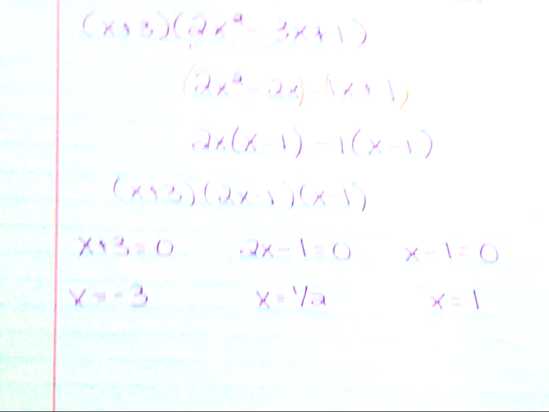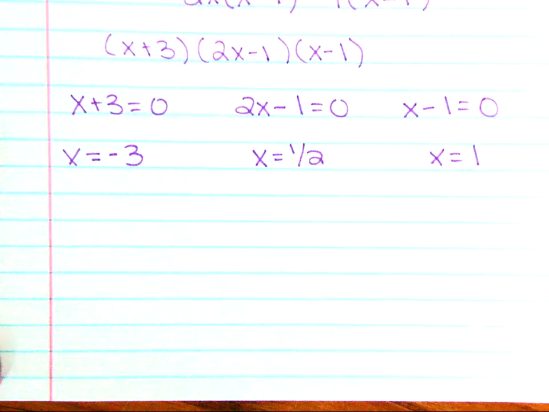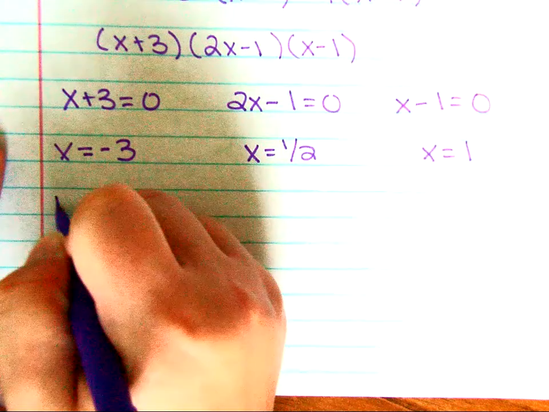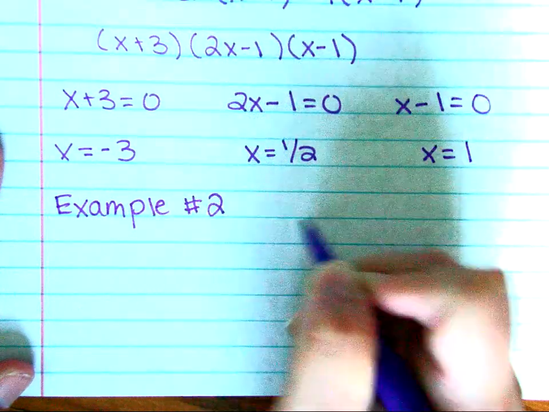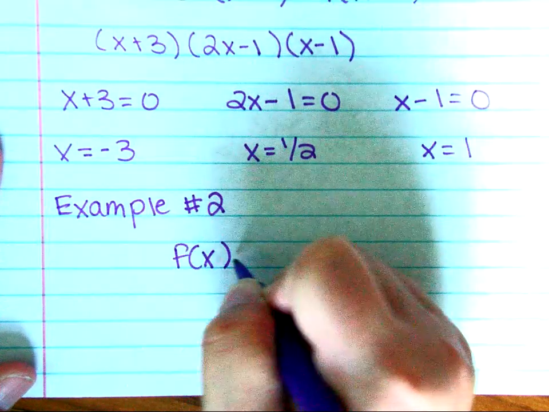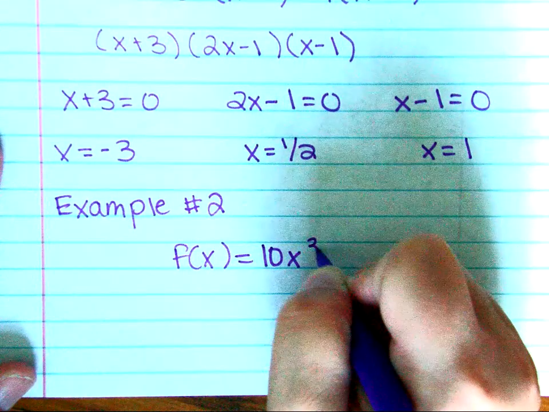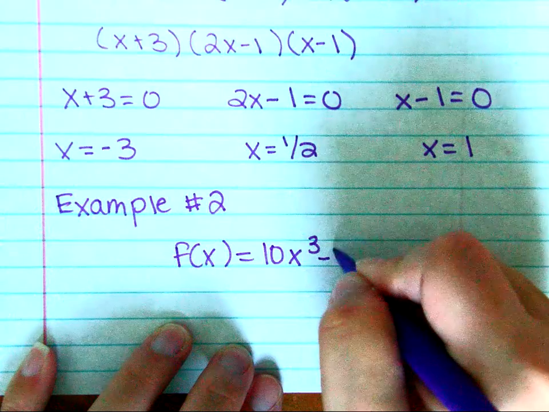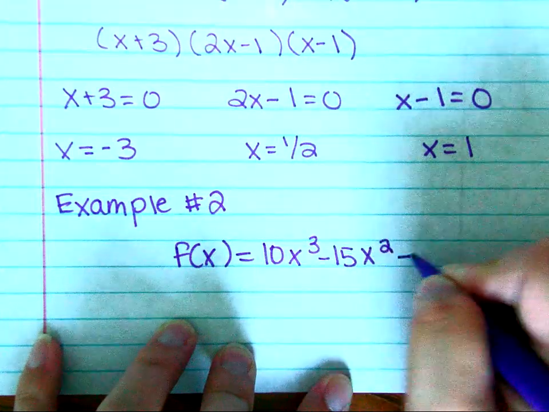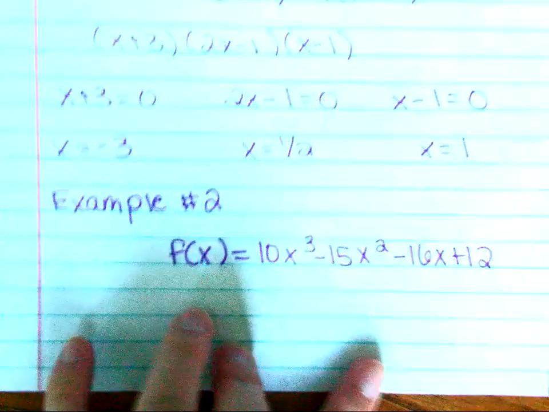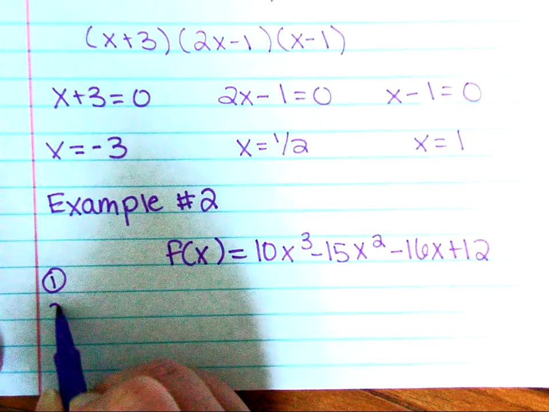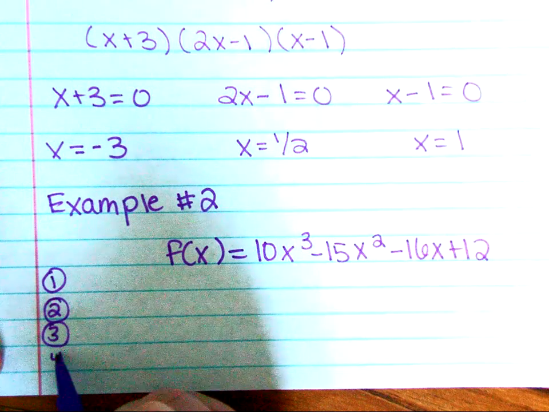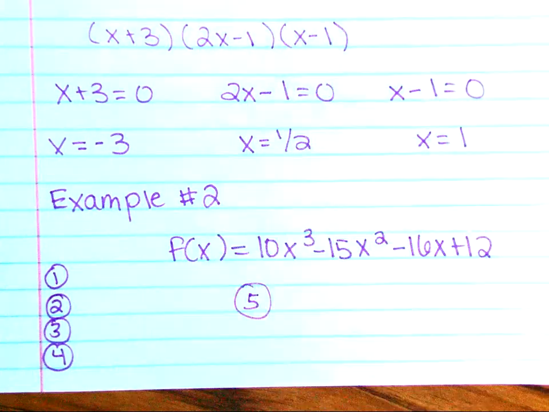Okay? So what I'm going to do right now is give you the second example. And I want you to go through all of the steps with the second example. I want you to come to class tomorrow with a second example completed. So follow what we just did so I can see how you did. Okay, so f of x is equal to 10x cubed minus 15x squared minus 16x plus 12. So go through all of the things we just did and find all of the zeros of that polynomial.